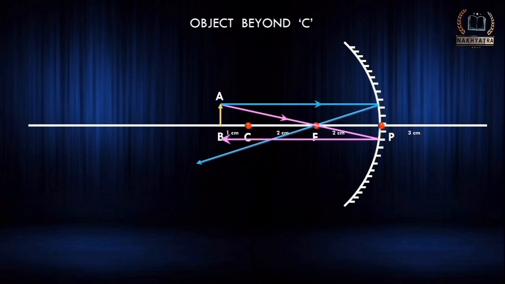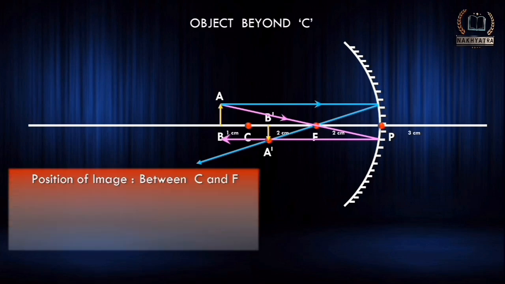So now, the two rays that strike the concave mirror and get reflected, where those two reflected rays intersect, the image forms there. As you can see here, this is the point of intersection, so this is the position of the image. Let's name it A dash B dash. Clear everyone?